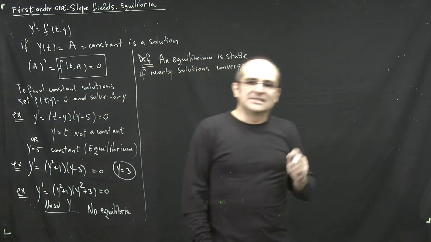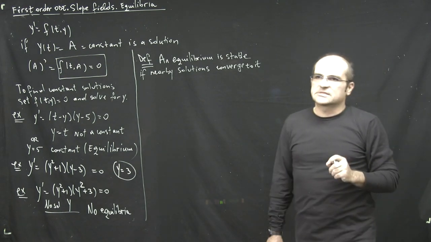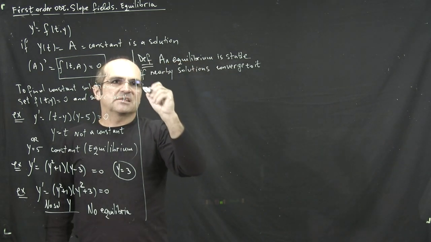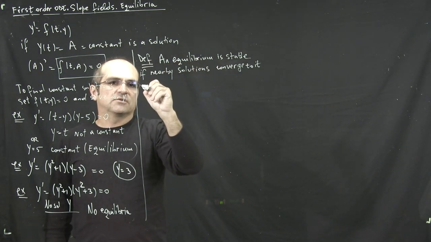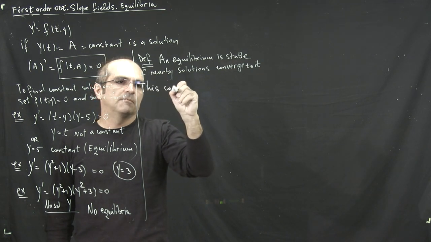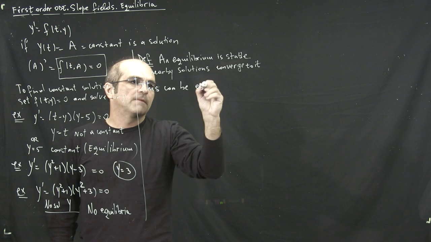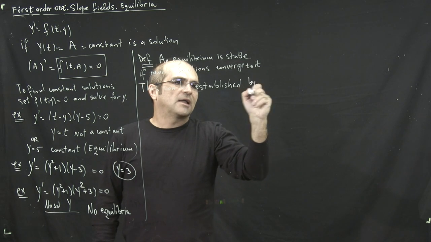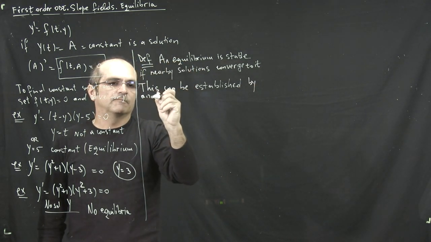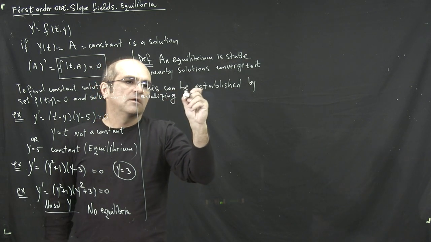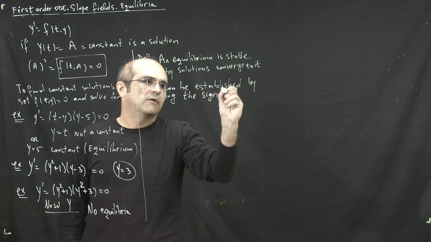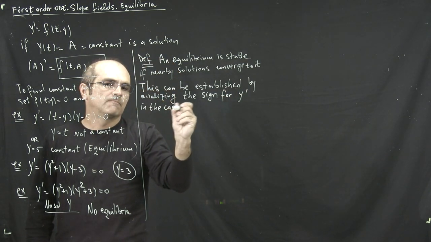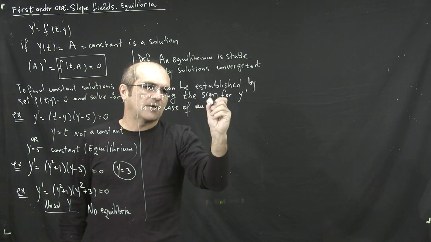In the single ODE case, in the single autonomous ODE case, this is just a matter of analyzing the sign of the derivative. So I'll show you with an example right away. But let's mention here that stability can be established by analyzing the sign of y prime in the case of an autonomous equation.